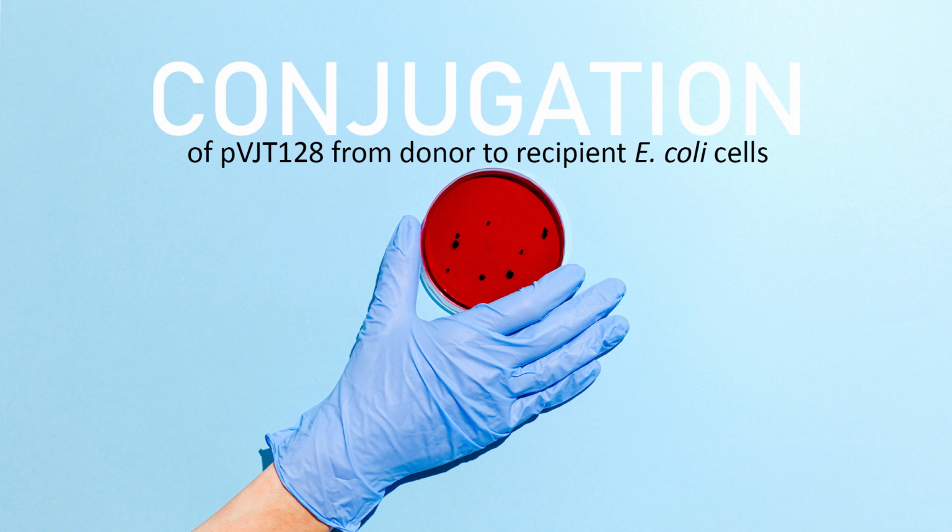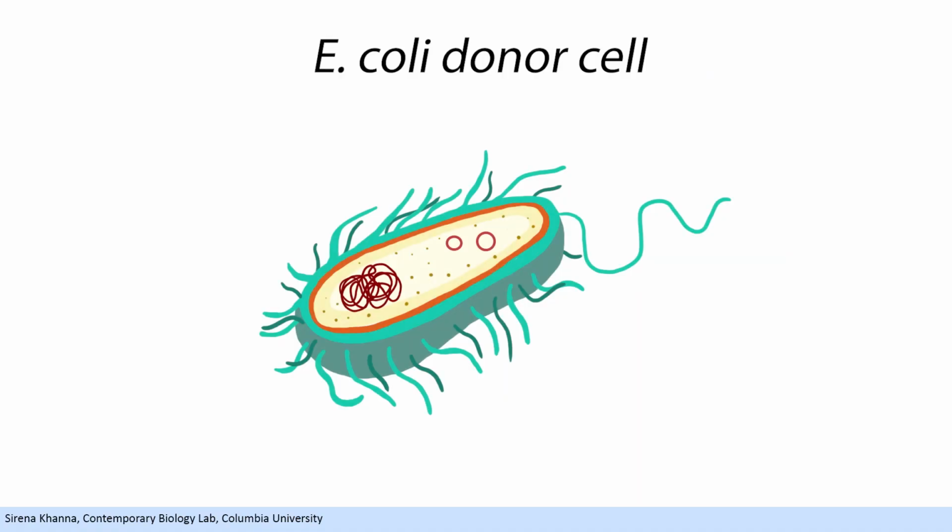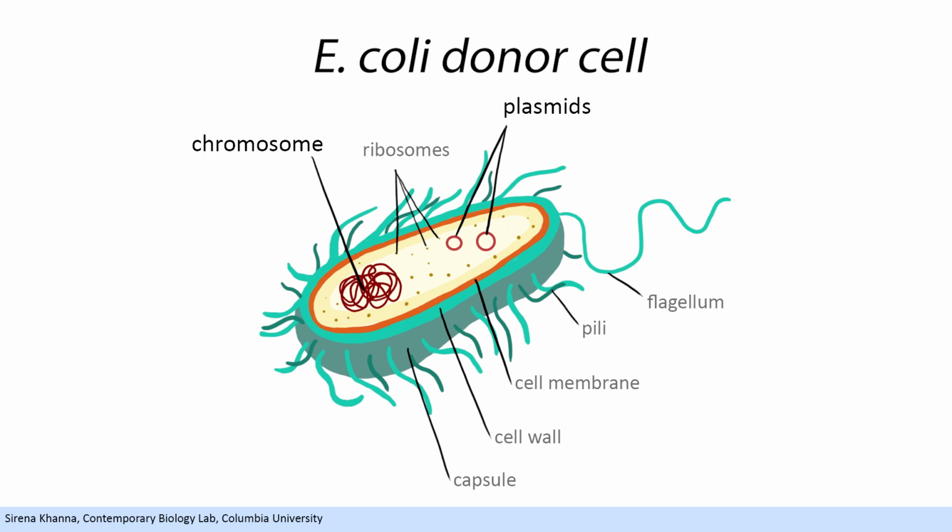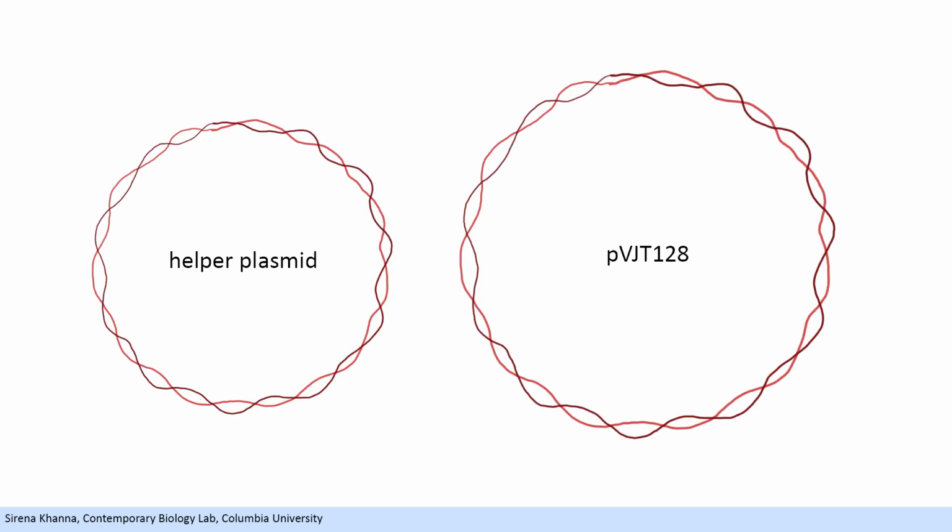In this video, I'll be talking about conjugation, specifically looking at the PVJT128 plasmid and how it's transferred from a donor E. coli cell to a recipient E. coli cell. This is a diagram of our E. coli donor cell, which, in addition to the normal parts of a bacterial cell, also contains plasmids, indicated by the red circles. These plasmids are respectively called the helper plasmid and PVJT128, which is named after Valerie J. Thompson. Keep in mind that these plasmids are double-stranded DNA.